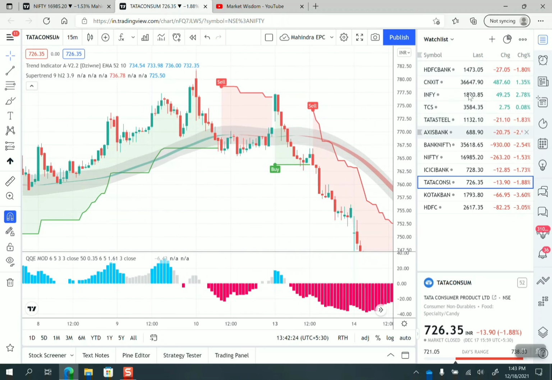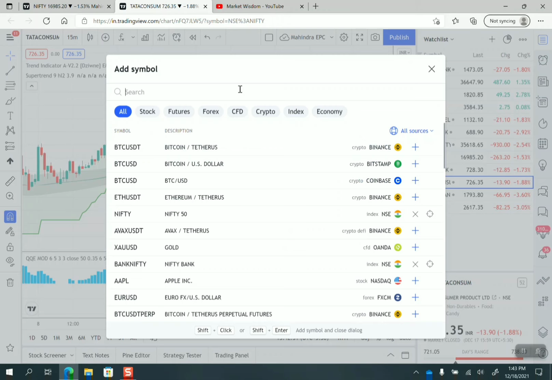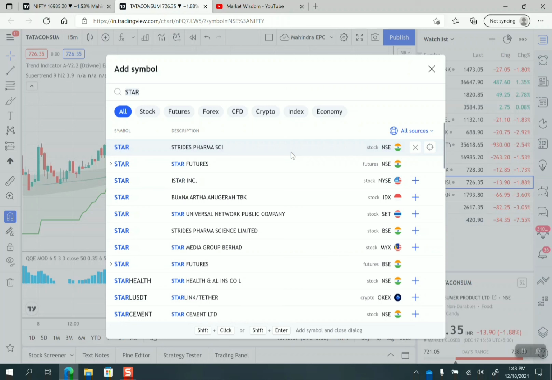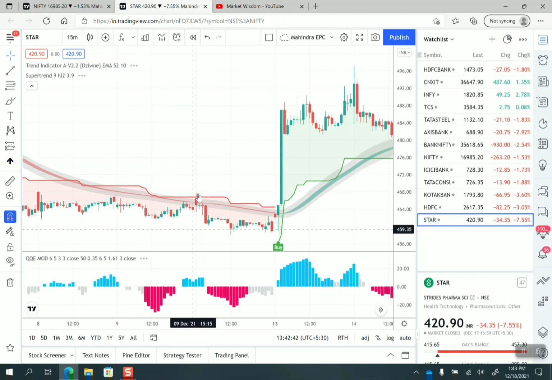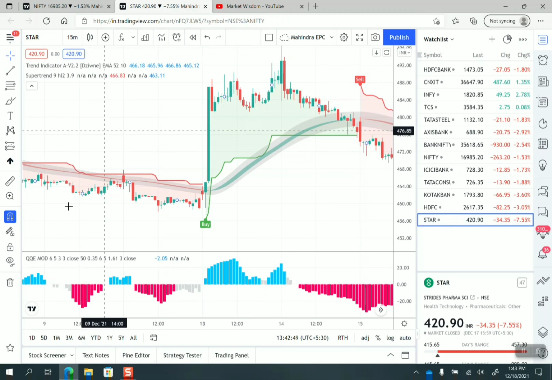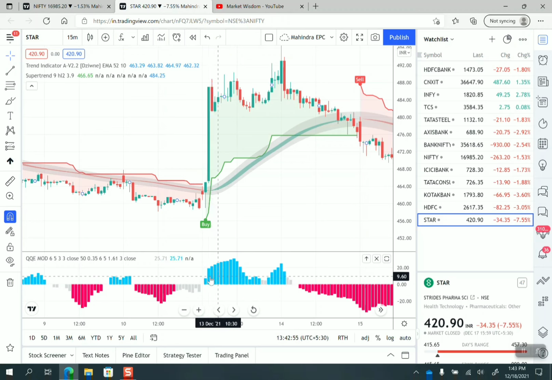Let's take a look at an unknown chart. What is another example? Okay, Stride Pharma. Let's take a look at this. I have never checked this chart, so let's see what the condition is over here. In this case, this is 15 minute. I am not sure what the current price is, 420, but let's see whether our logic works over here or not. QQE mode is giving us a blue indicator, that is a buy signal, and on the chart also we are getting a buy, and on the super trend line we are also getting a dark green over here, right? So what it suggests is a buy side for us.